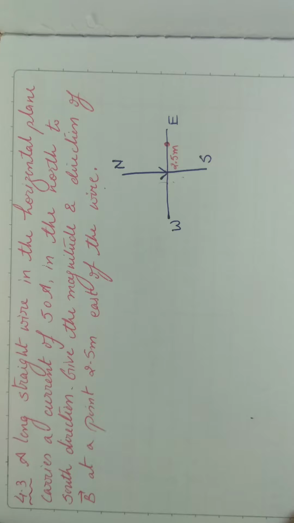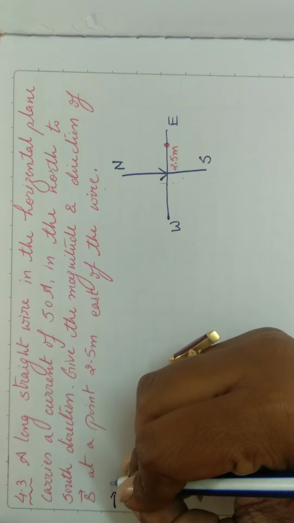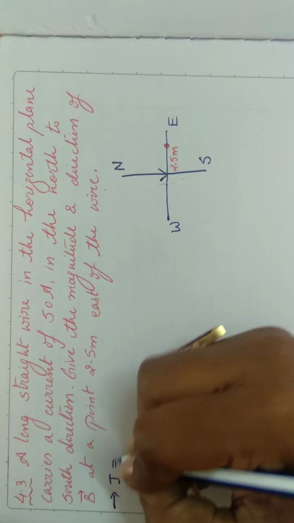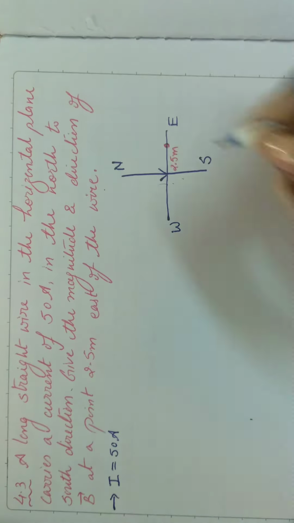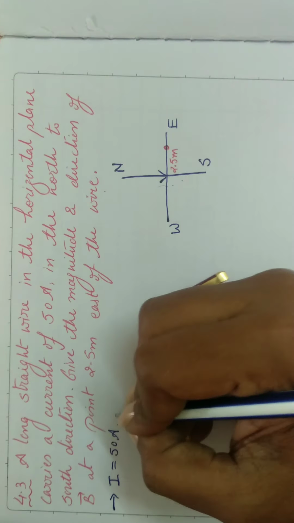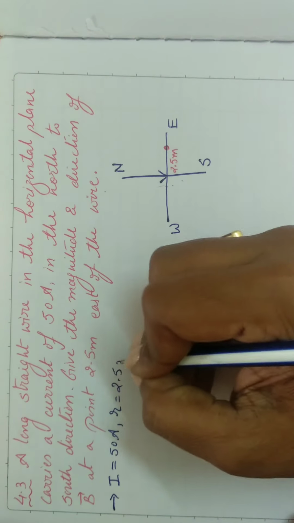So again we will be using Ampere's circuital law, and by the application of Ampere's circuital law we know that the formula is B is equal to mu 0 I upon 2 pi r, as we have used it in previous example, so you know it. First of all we'll write given quantities. So you can see here current is given, it is 50 ampere, and the distance of the point from the wire r, that is 2.5 meter.